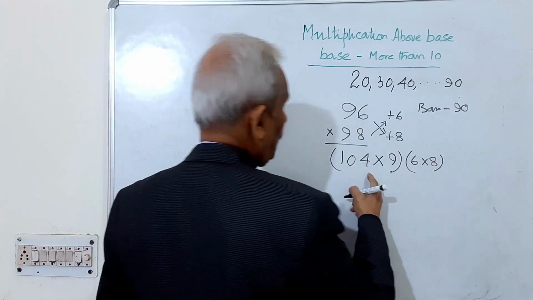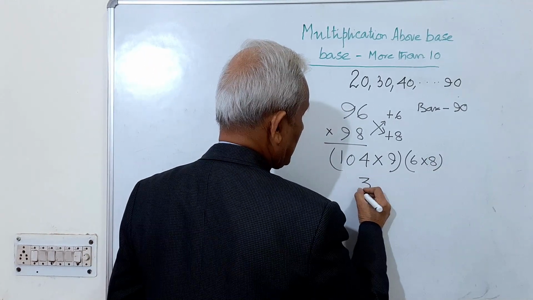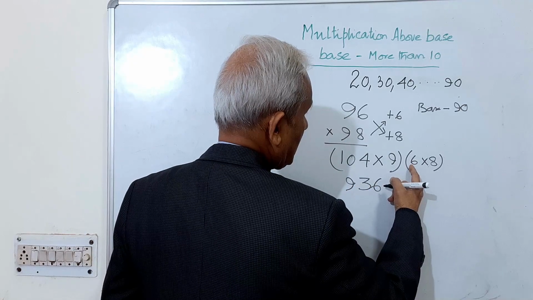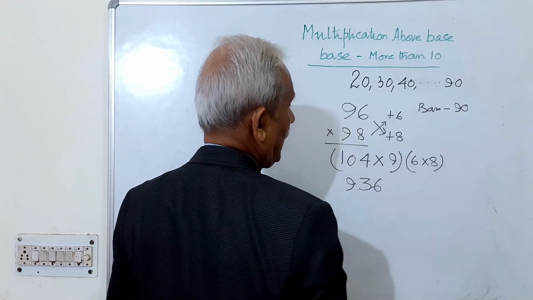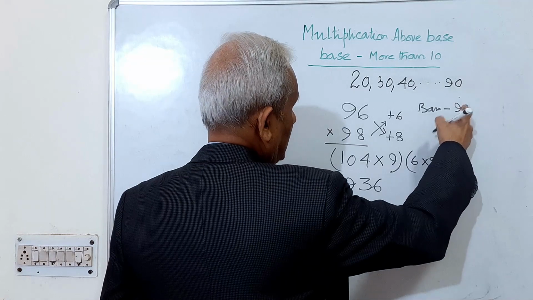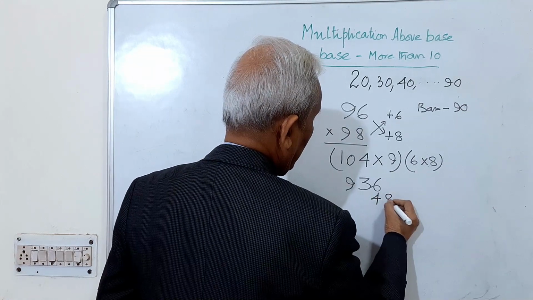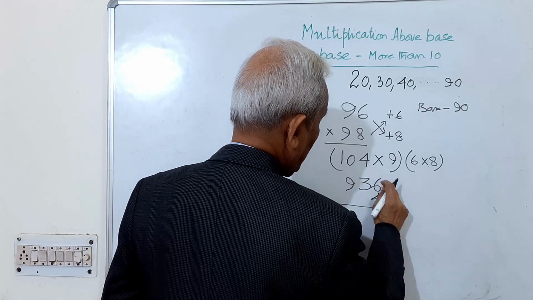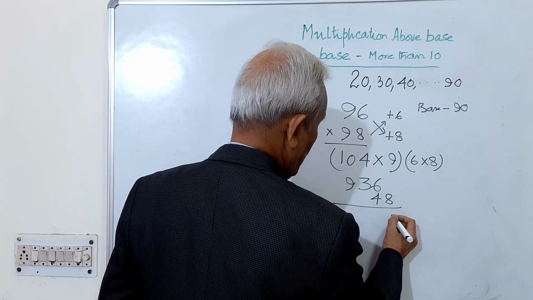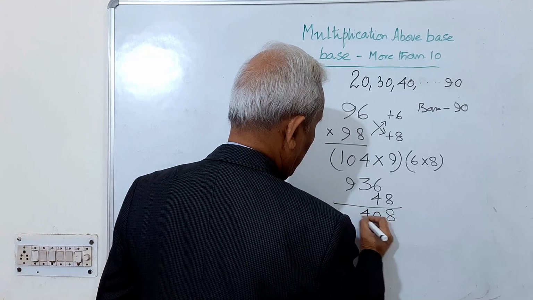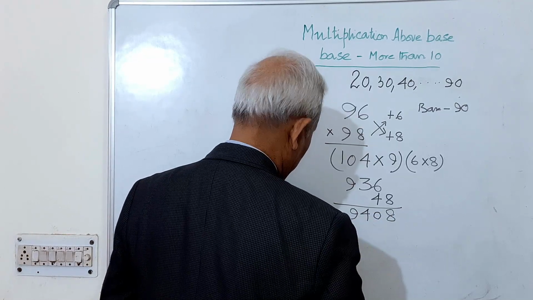Here 104 into 9 is 936. And the second part of the answer is 6 into 8, 48. In the base there is 10, so we can have 4 here and 8 here. We cannot have more than one digit after 6. So we write 8 here, and 936 plus 48 gives 9408 as the answer.